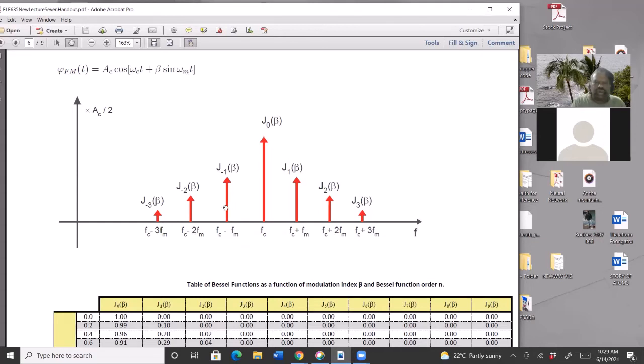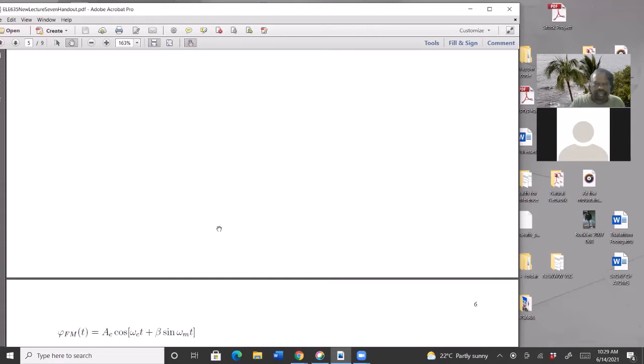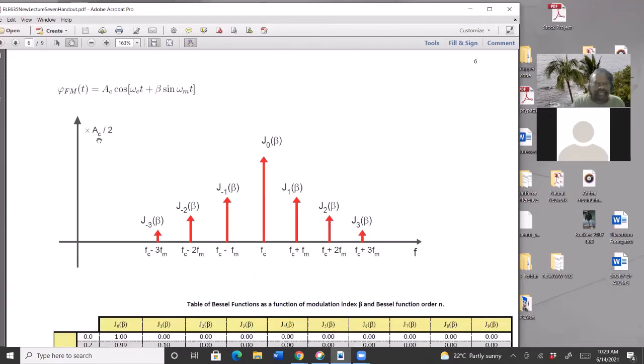So look at how FM bandwidth looks like. It is very important that the Bessel numbers are multiplied by A sub c over 2. That's what I say here. So when I actually ask you what is the amplitude of the spectrum at Fc, it is not J0 of beta, it is J0 of beta times A sub c over 2. Remember that. Another thing is, there is the mirror image of this on the other side, and I haven't drawn this. It's not just Fc, it is also at negative Fc.